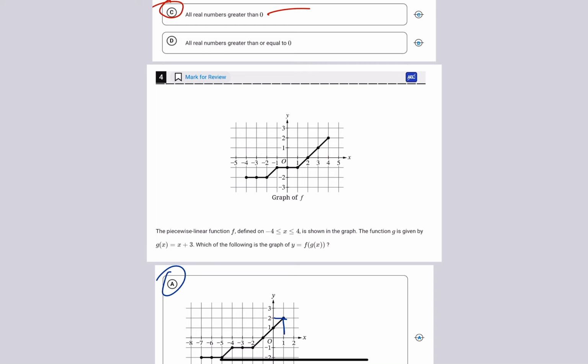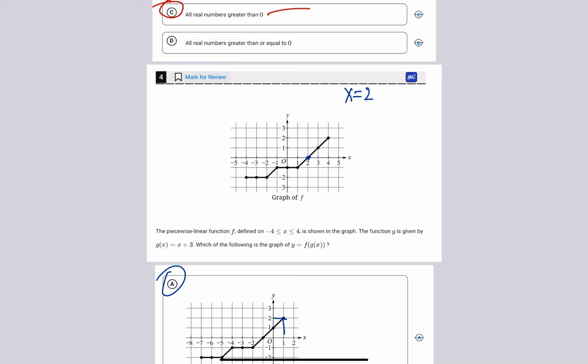Which point should we take? We could take any point. Let's take this one, to be honest. X equal to 2. To be fair, it doesn't matter which point you take. But if it doesn't cancel out many options, then you're just going to have to take another one. So x equals 2.